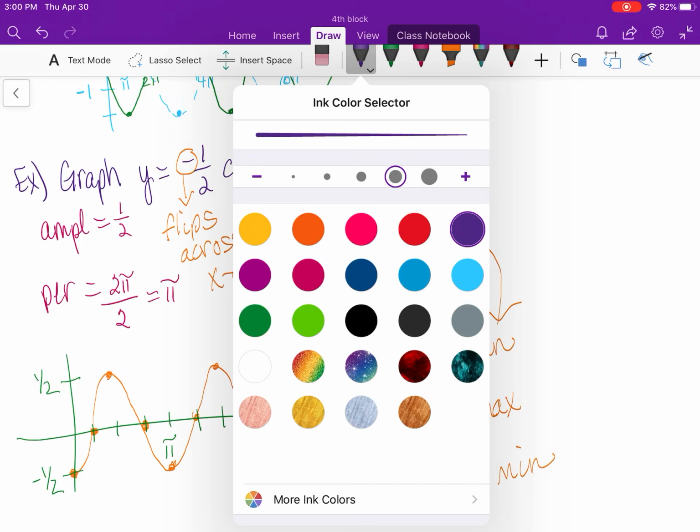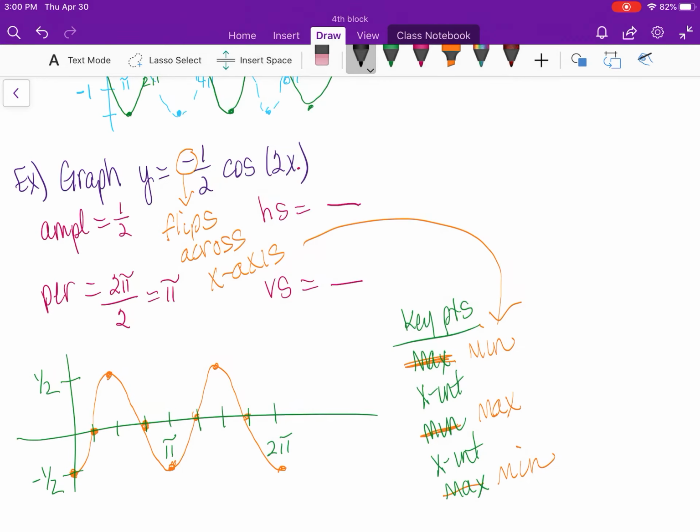Now, I do want to make sure that you understand what this looks like in comparison to the real y equals cosine x graph.